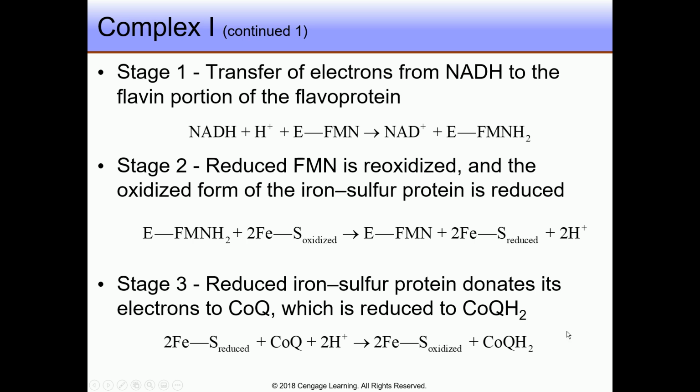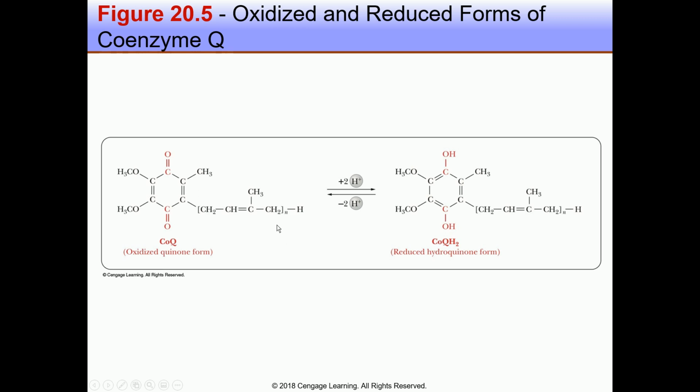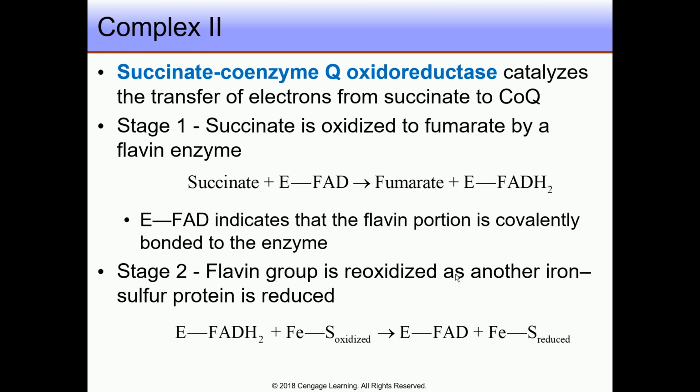And the reduced iron sulfur is going to donate its electrons to coenzyme Q, and this coenzyme Q is going to be reduced to coenzyme Q H2. This is the reduced form of coenzyme Q. You can see here how it gets reduced. This is the coenzyme Q, with an oxygen group here and an oxygen group here. When it gets reduced, it gets H here and H here, and this is the reduced form of coenzyme Q, also called reduced hydroquinone. Coenzyme Q is also called quinone, and the reduced form is called hydroquinone.